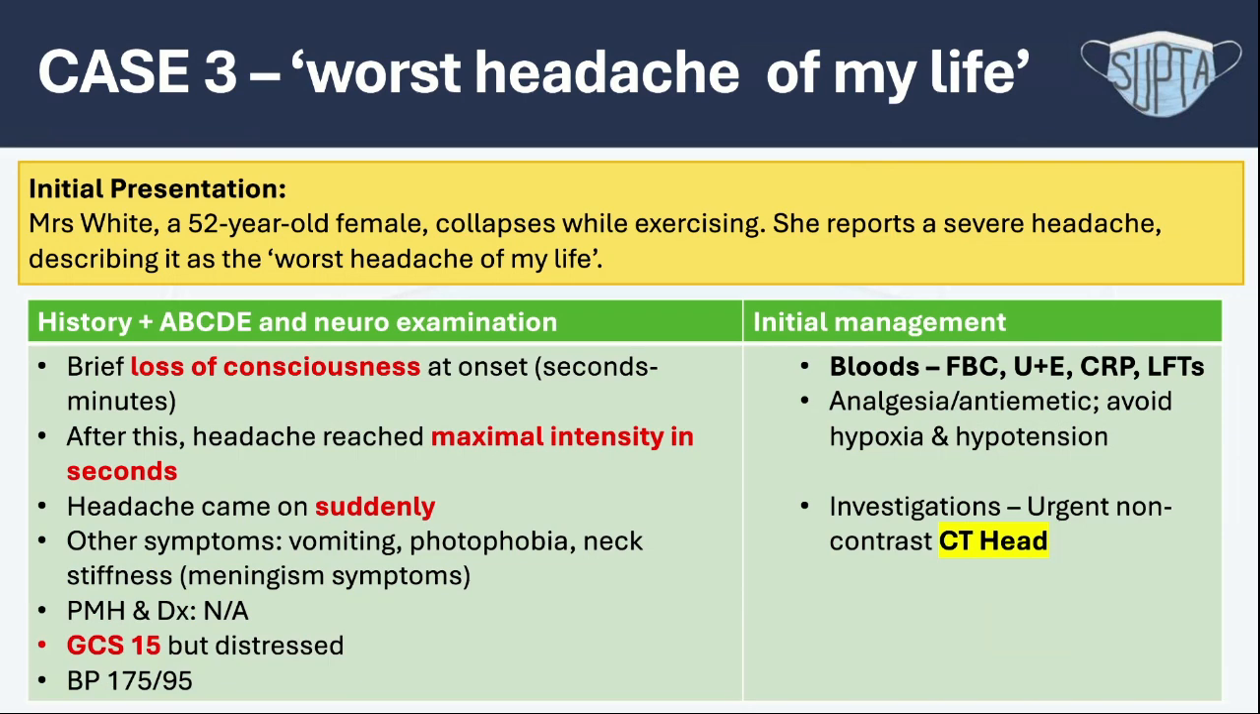So the initial management here is very similar in structure to other cases, but the differential is different. We start again with an A to E assessment, do a focused neurological examination, and send bloods: FBC, U&E, CRP, LFTs. We give analgesia and antiemetics again, and we avoid hypoxia and hypotension because those can worsen secondary brain injury. The key investigation here is an urgent non-contrast CT head again due to red flag symptoms. So it's the same thing again and again. Sudden collapse, thunderclap headache, vomiting, photophobia, neck stiffness, all of these are red flags. Even if the patient looks relatively stable at the moment, this presentation should be treated as a neurosurgical emergency until proven otherwise.